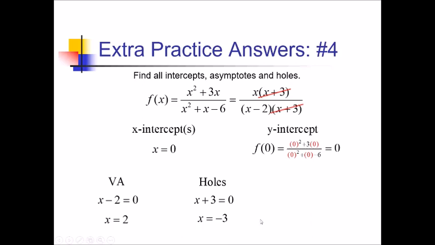Finally, for horizontal asymptotes, we look at the degree of the original function, the original fraction, and we see that we have the same degree, both x squareds, both second degree, in the numerator and denominator. Since it's the same degree, we just take the coefficients of the highest terms, which is an invisible 1 and 1 in this case, take a look at the ratio of that, and simplify it. So in this case, 1 over 1 just equals 1, so y equals 1 is the horizontal asymptote.